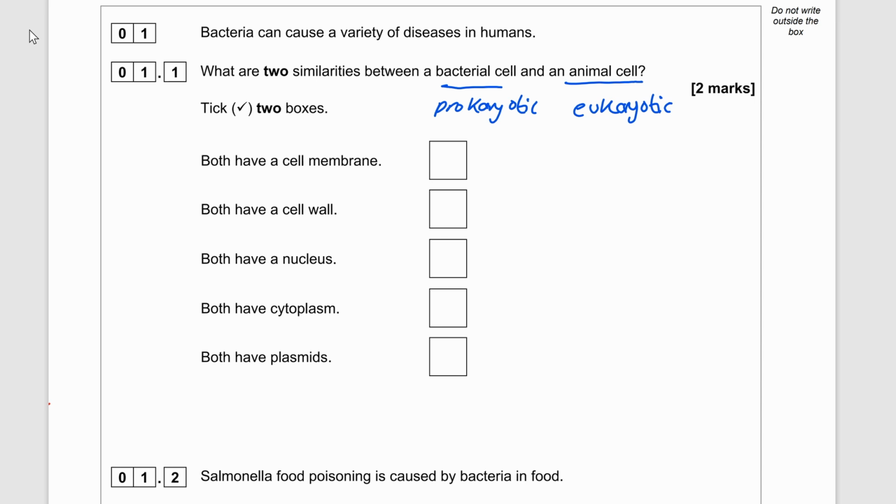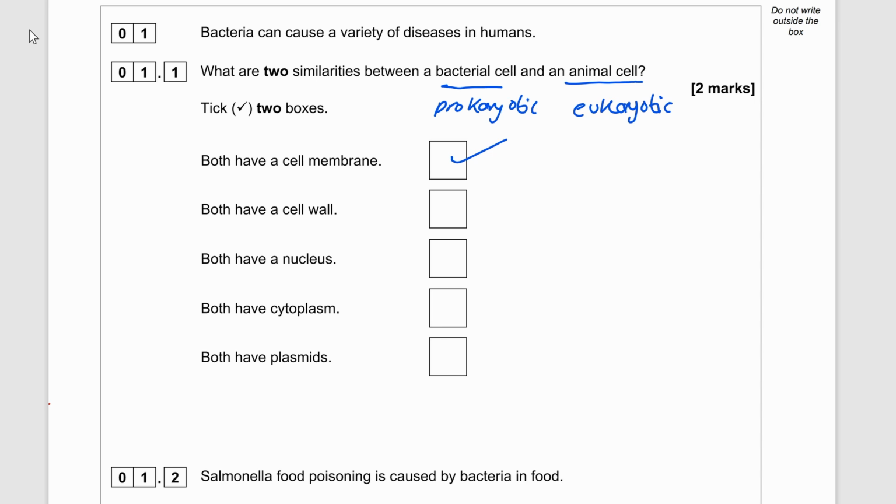So what we want to do is look at each of these structures that we find in these cells and see which both relate to bacterial and animal. So the first one, both have a cell membrane. That is true, they both do. So that should definitely be an answer.